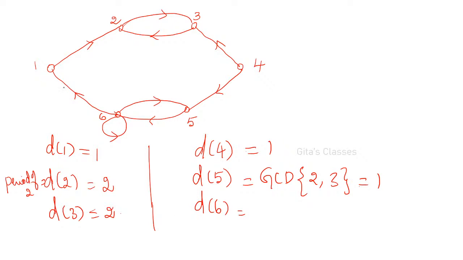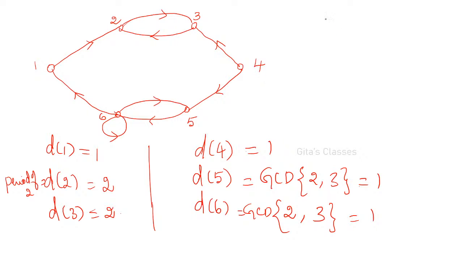From 6 you can go to 1, you cannot come back. So don't consider that. So 6 to 5, then 5 to 6. There is one possibility, that is in 2 steps. Similarly, from 6 I can go to 5, then 5 to 6, then I can take this route also. So 3 steps also is possible. So GCD of 2, 3 is again 1. Understood? So like this you can find out the period of all these states.